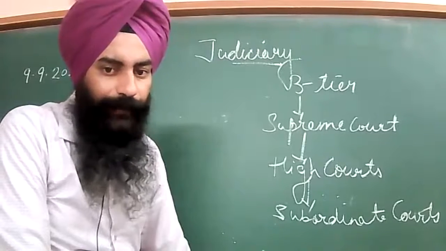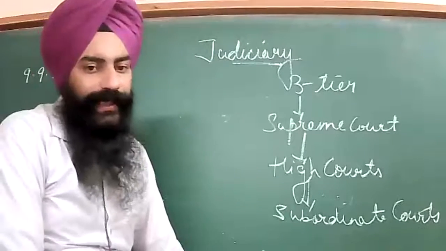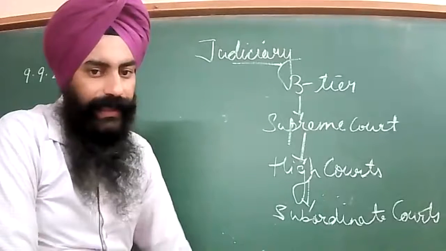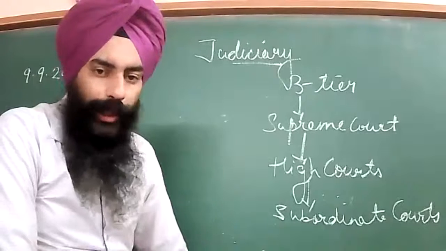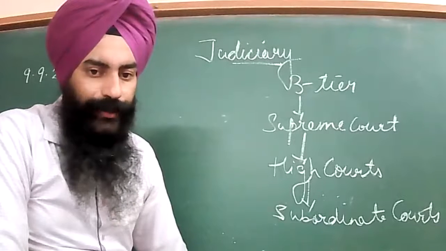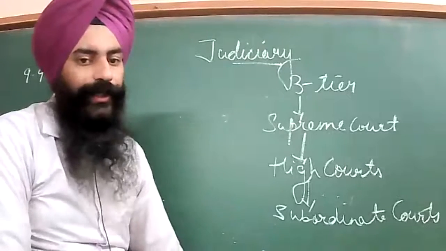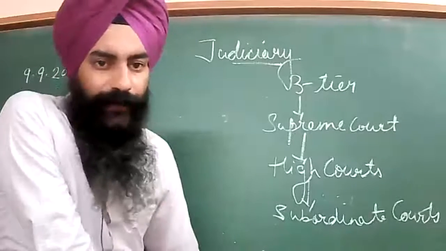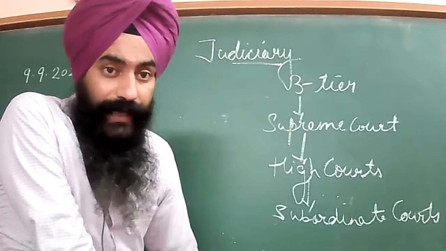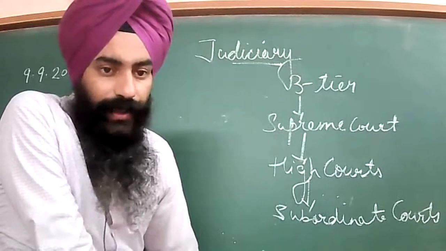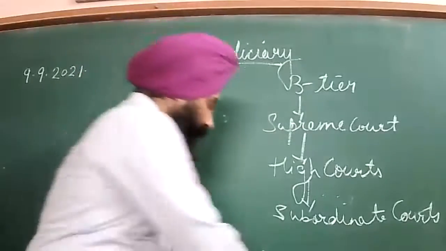Let me start from the first, the Supreme Court. The Supreme Court is the apex court of India, which is located in Delhi. It has certain functions. The first function of the Supreme Court is original jurisdiction. Jurisdiction means such matters which are introduced in relation to the violation of a law. When situations related to the violation of a law are discussed and sorted out, that is known as jurisdiction.